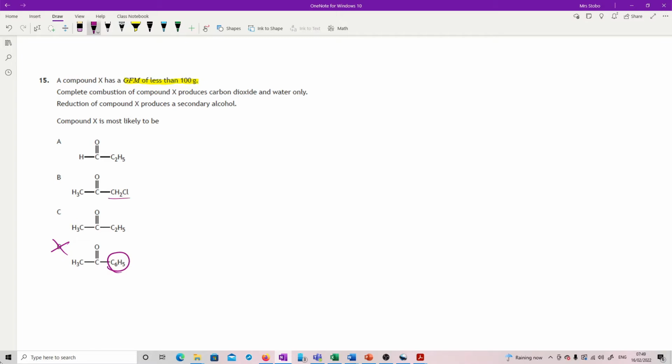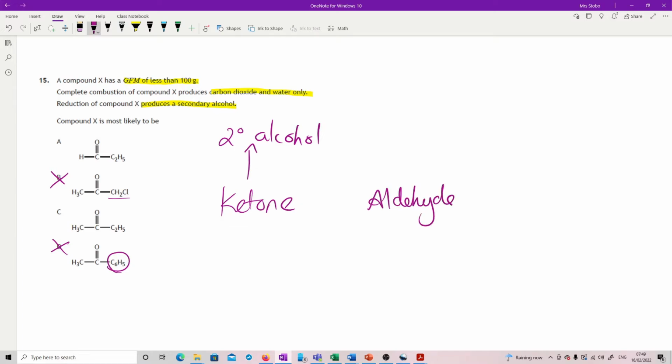This is pretty heavy, but that brings it up to 92.5. Okay, so complete combustion of compound X produces carbon dioxide and water only. Well, that means that you get rid of this one because that's got a chlorine in it, and that would not produce just carbon dioxide and water. So we're left with these two in the running, A and C. And then it says reduction of compound X produces a secondary alcohol. Well, you should know I'm now looking for a ketone if I want to take it back to a secondary alcohol. Because if I have an aldehyde, that would take me back to a primary. And I don't want that, so I'm looking for a secondary, and that's C, is an aldehyde.